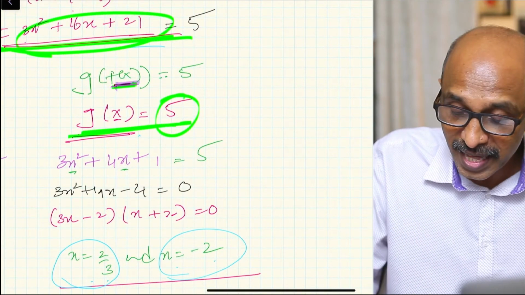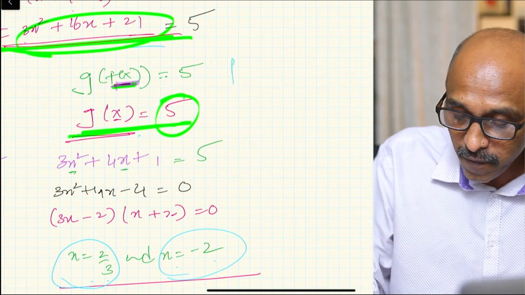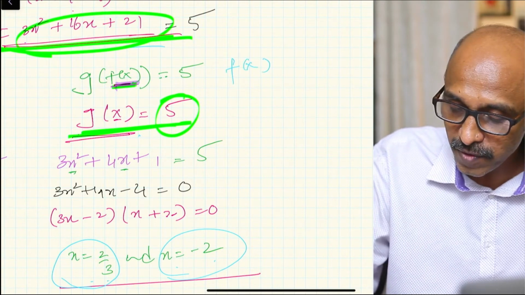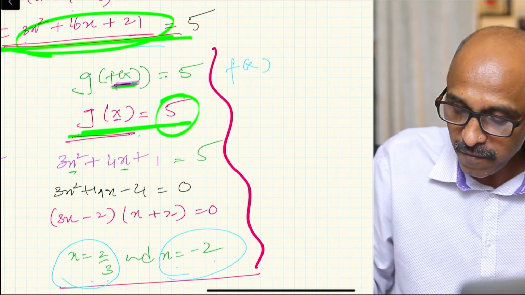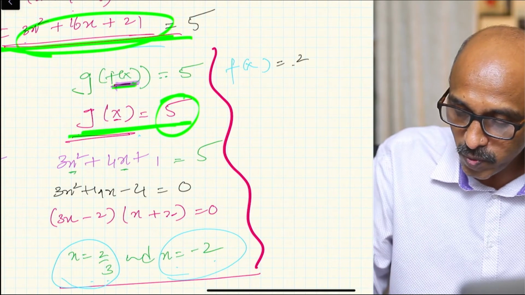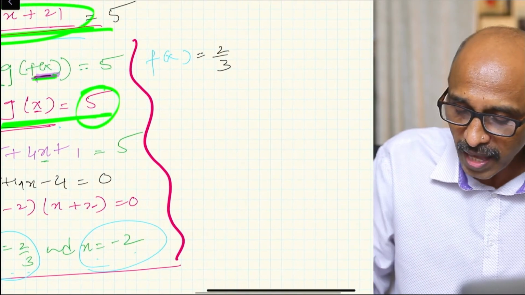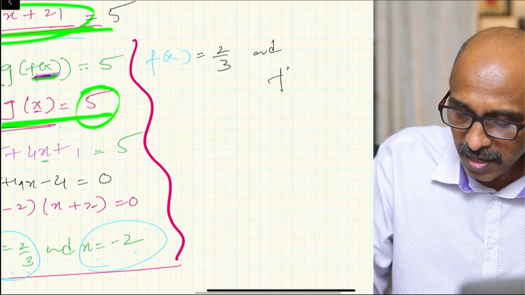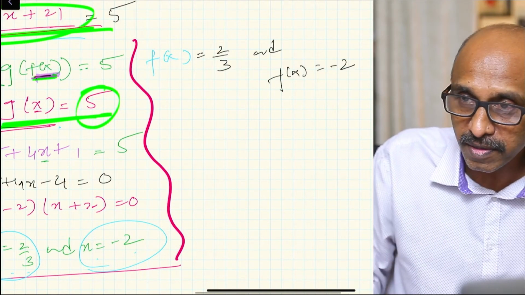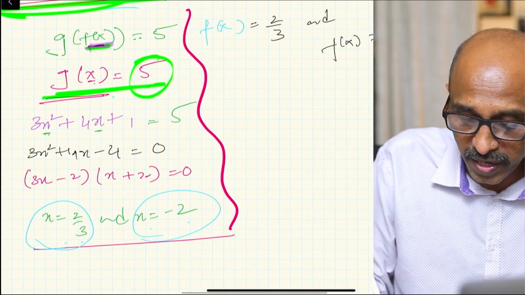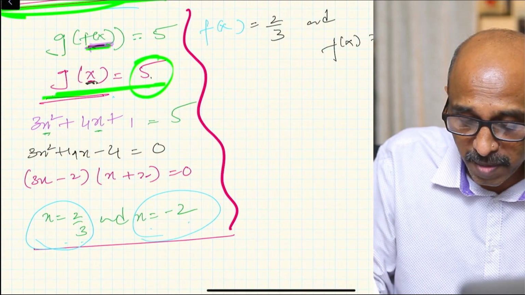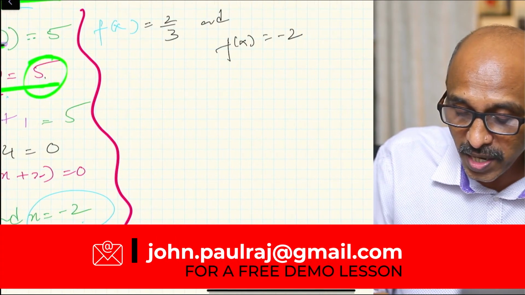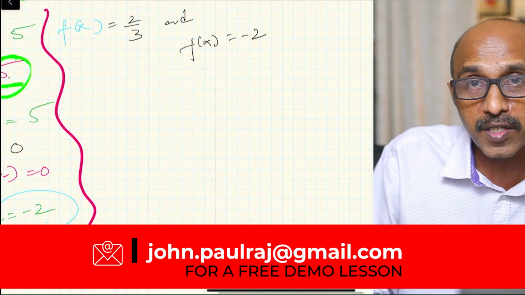When you read this, the input was actually equal to f of x, that would mean that f of x, is this visible on the camera? f of x is equal to 2 over 3, okay? And f of x is equal to negative 2. That's what we've got here. We said g of the input is equal to 5, but the input was f of x. So we equate f of x as 2/3 and f of x is equal to negative 2.